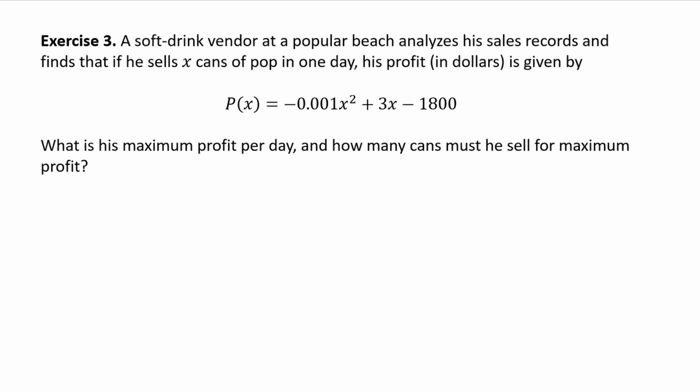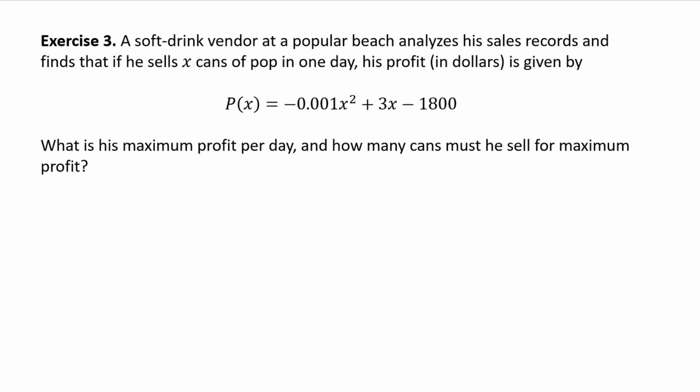A soft drink vendor at a popular beach analyzes his sales records and finds that if he sells x cans of pop for people in Texas, that's what we call Cokes, in one day, his profit in dollars is given by P of x equals the negative of 0.001x squared plus 3x minus 1800. What is his maximum profit per day, and how many cans must he sell for the maximum profit?